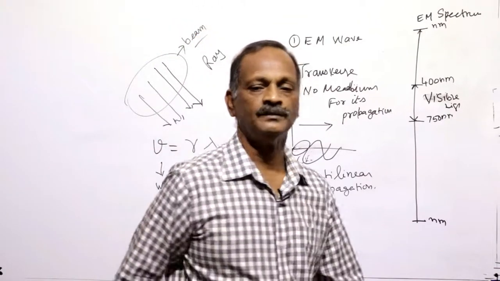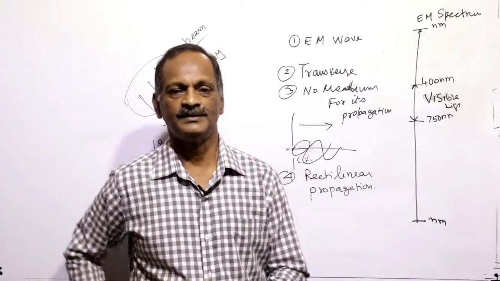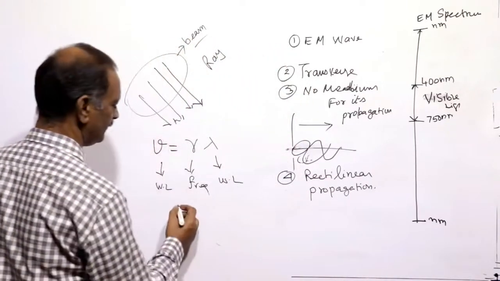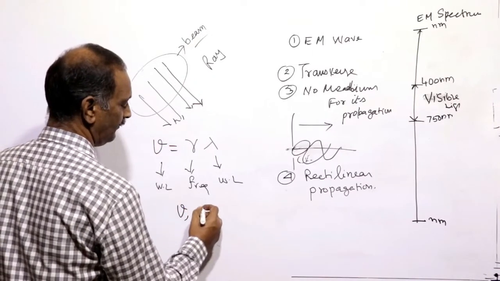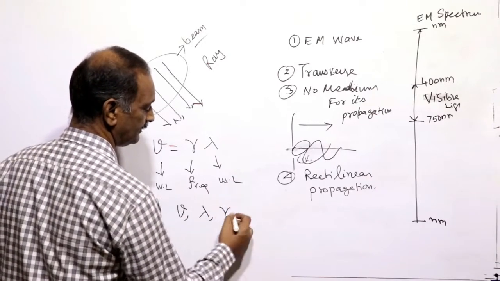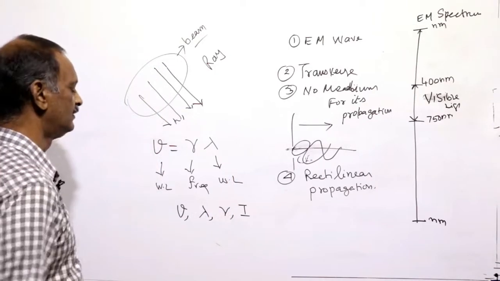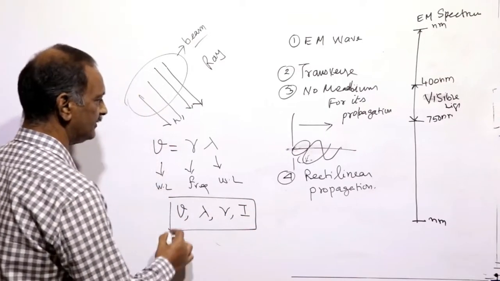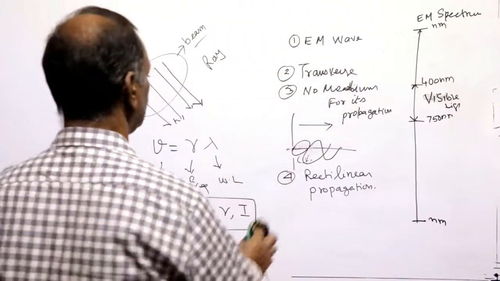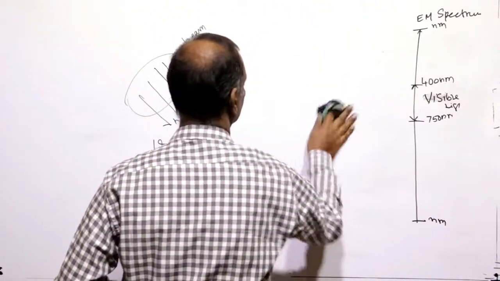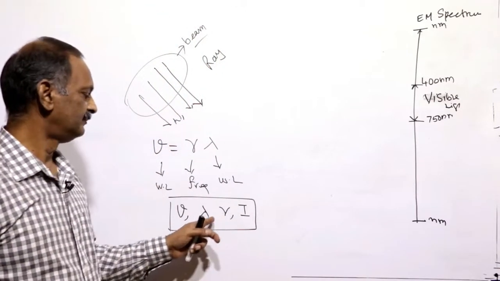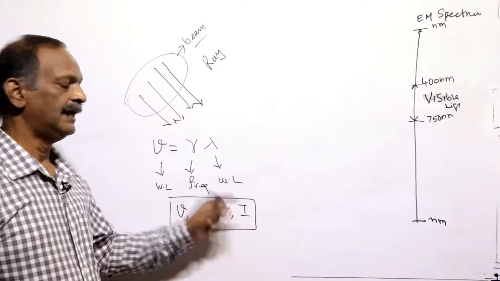So the frequency of the light wave does not change, because light is characterized by velocity, wavelength (lambda), frequency, and intensity. Light is characterized by all these things.